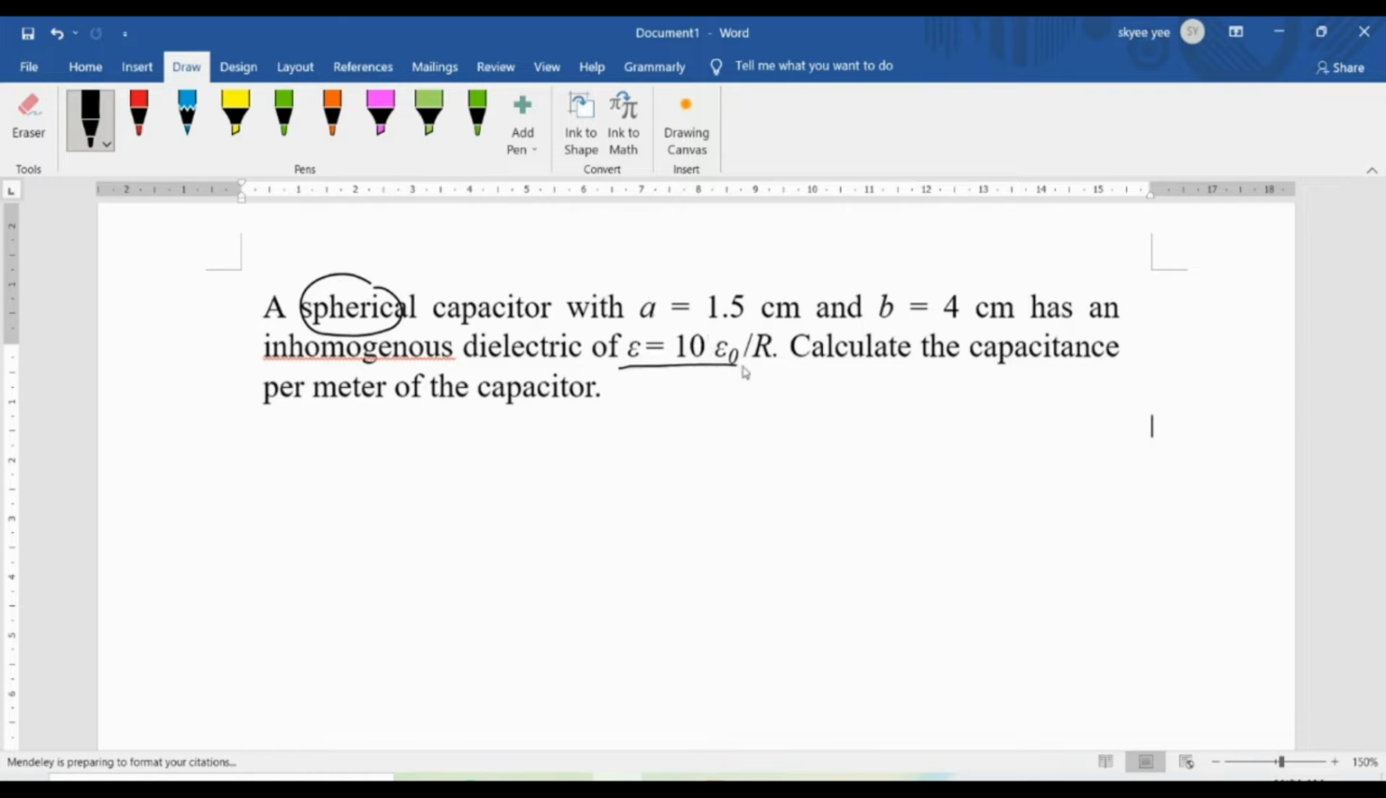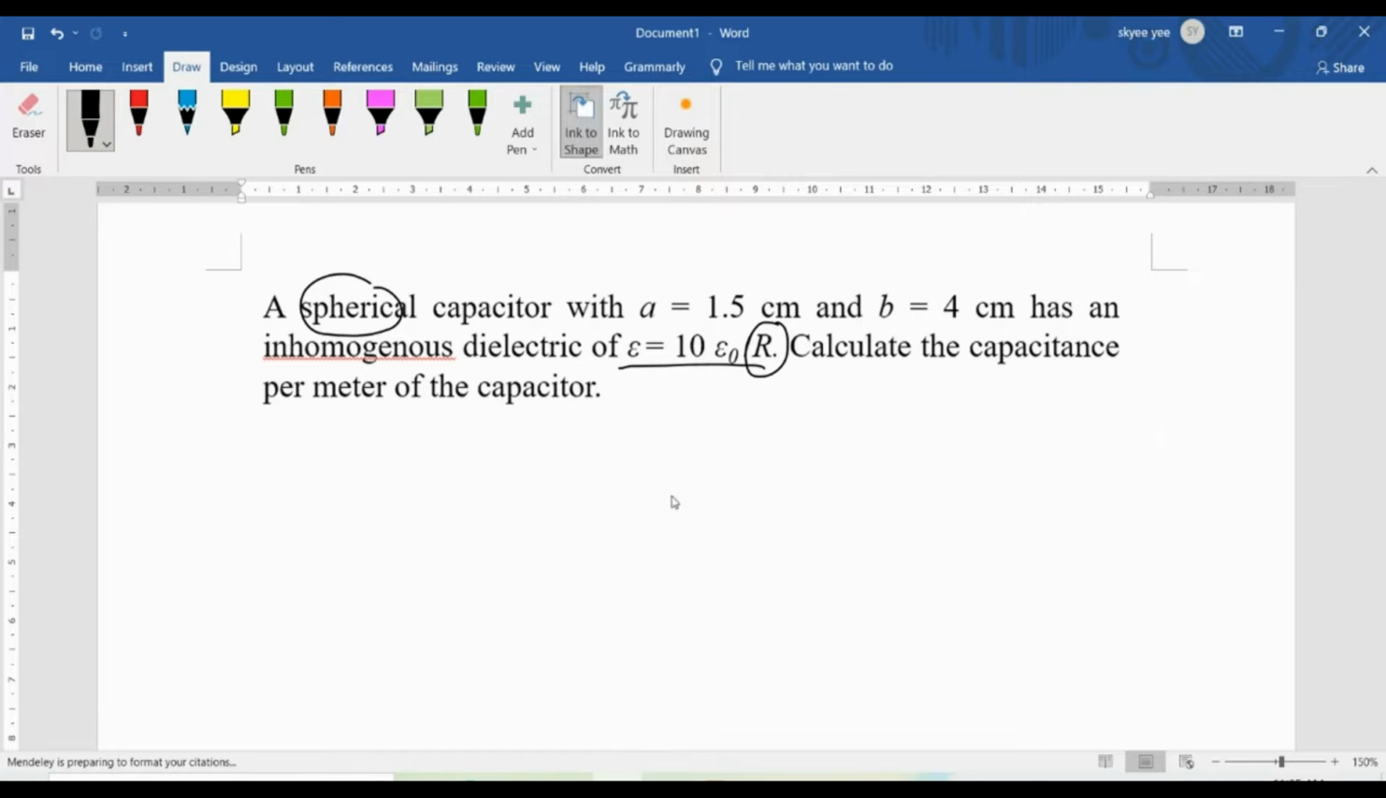You can look at this formula. This shows the dielectric property value for this inhomogeneous material, and it is represented by 10 times epsilon naught divided by r. So when the r changes, the epsilon value will change as well. So we call this an inhomogeneous dielectric. You have to calculate the capacitance per meter of the capacitor.